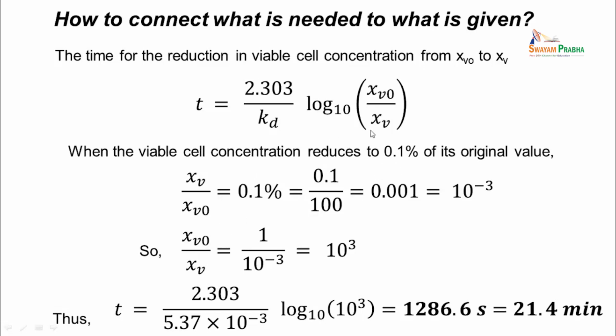And thus the time required for the viable cell concentration to reduce to 0.1% of its original value would be just substitution of the various known aspects into this equation: 2.303 by 5.37 into 10 power minus 3 log to the base 10 of 10 power 3. That turns out to be 1286.6 seconds or 21.4 minutes. This is one way to solve the problem.